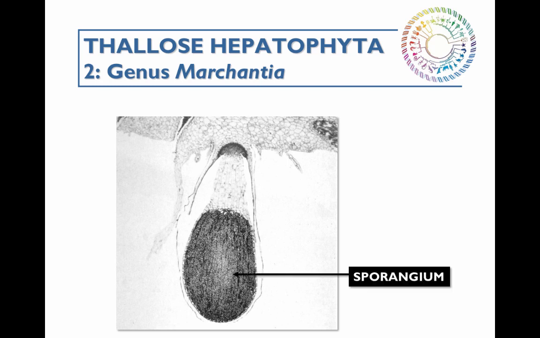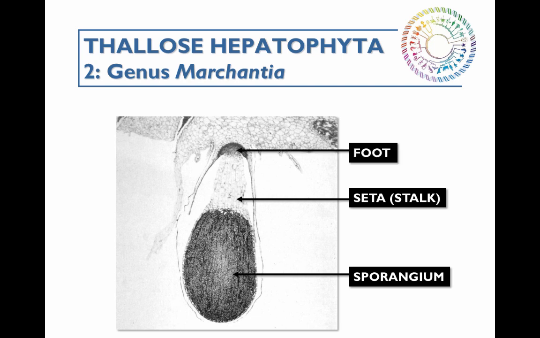So we have a sporangium, which is just a bag of cells born on a stalk or a seta. And then that dark structure at the top there is the foot, which is remaining attached to the gametophyte. Because all these cells at the very top of this photograph, don't forget, are part of the gametophyte, the sporophytic generation.